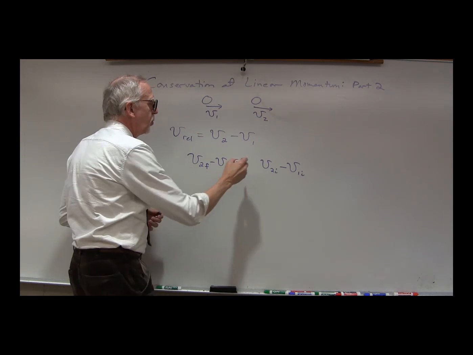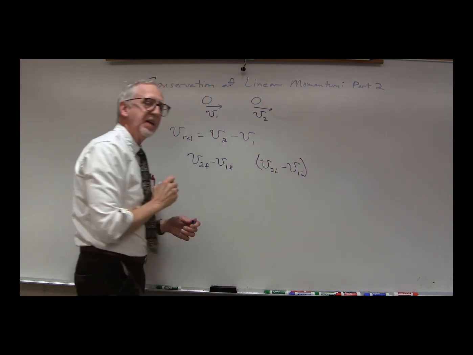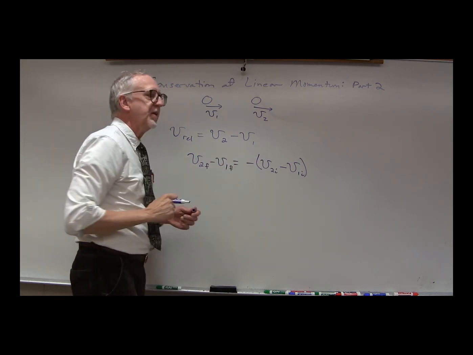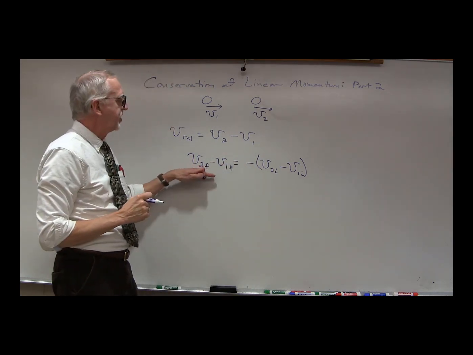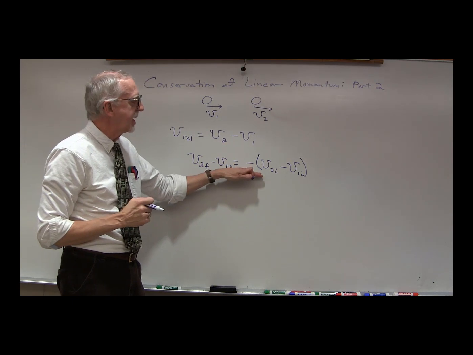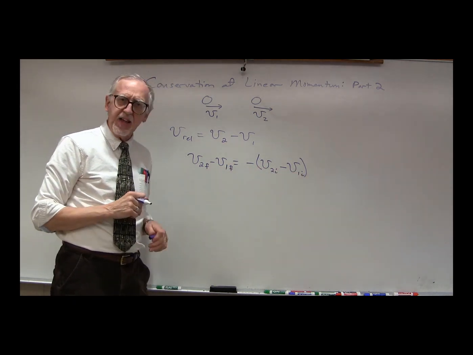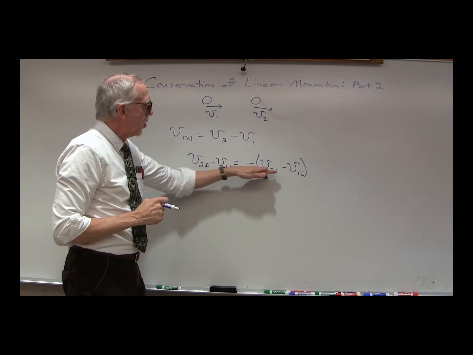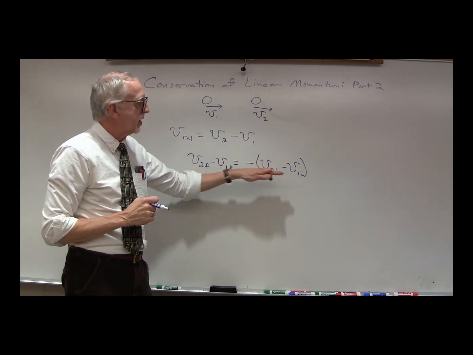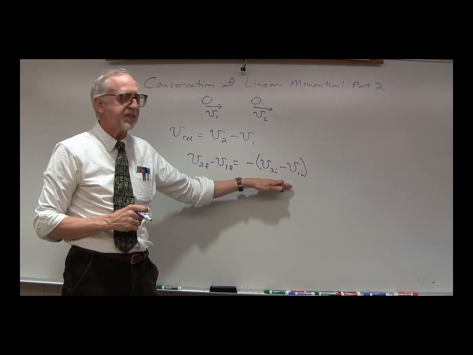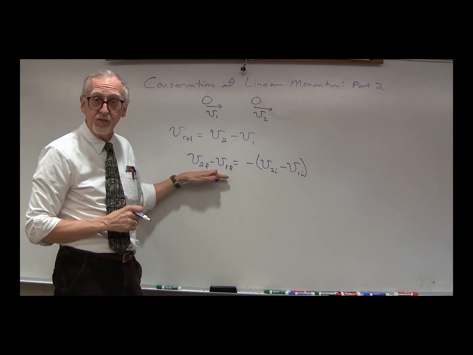What we found was that for an elastic collision, these two things were equal to the negatives of each other. In other words, v2 final minus v1 final was the negative of v2 initial minus v1 initial. For an inelastic collision, this quantity was smaller than that. And for a maximally inelastic collision, this quantity was actually 0.